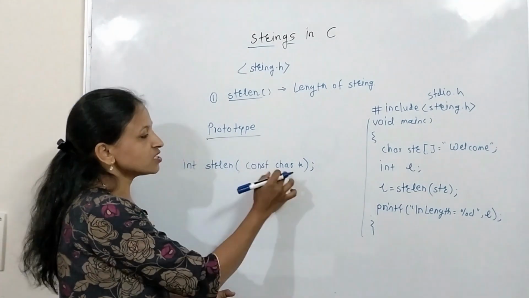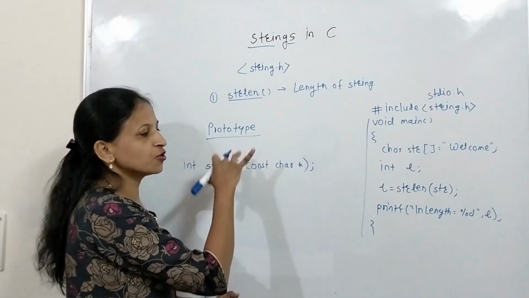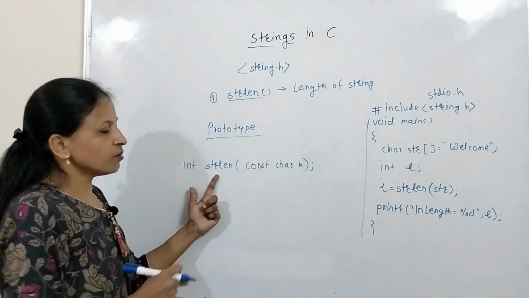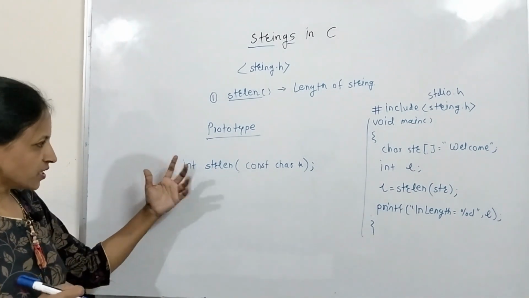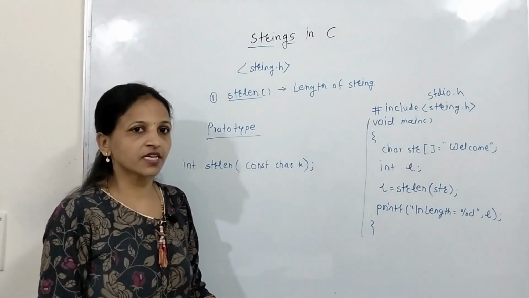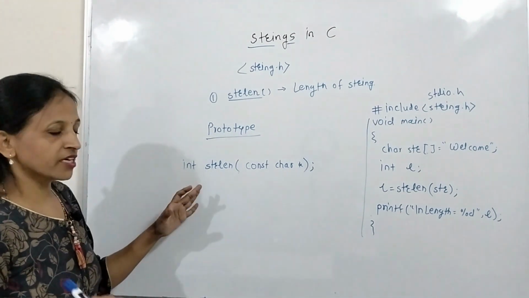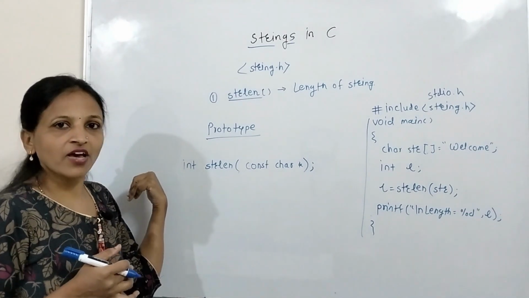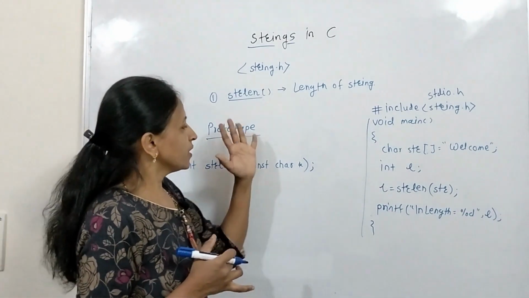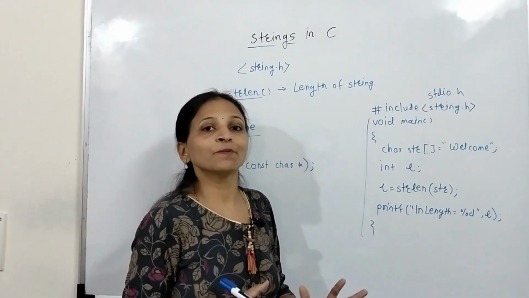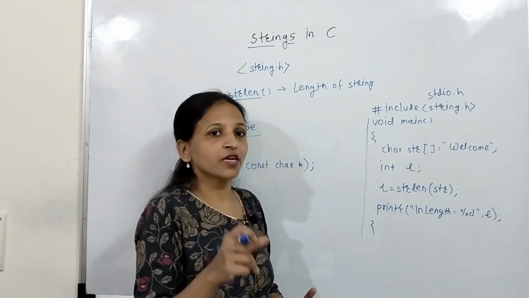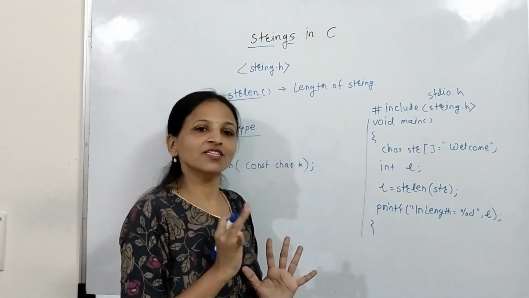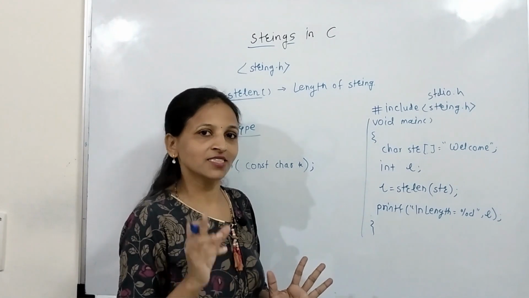That's why here const char star, this is the argument. This is the name of the function, strlen, and it will calculate how many characters are there. It will count the number of characters excluding that \0 and will return that integer value. This is the prototype of the inbuilt strlen function. Now we have to write our own function for doing the same. How to do that? Just see.